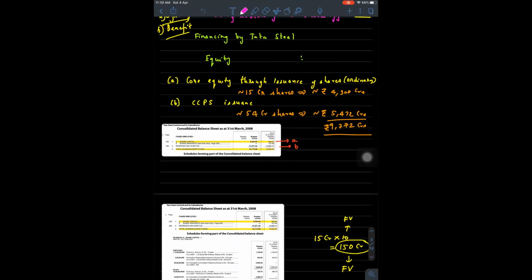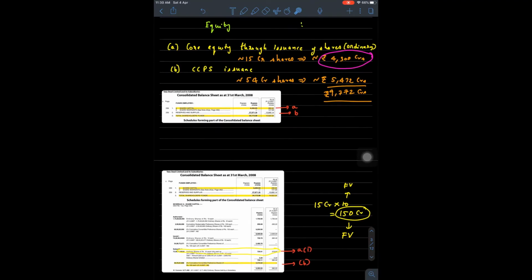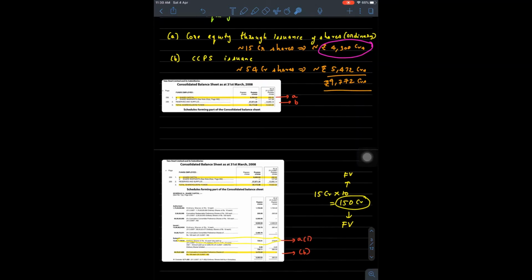Company raised 4,300 crores through issuance of ordinary shares and 5,500 crores through issuance of preference shares. Totally, company raised close to 10,000 crores of core equity for this particular transaction, for acquisition of Corus. This gets reflected in share capital and reserves and surplus portion of the balance sheet, which I've put snippets here.